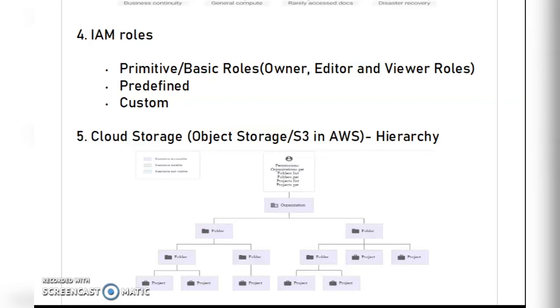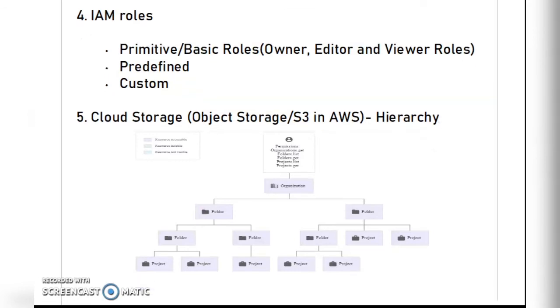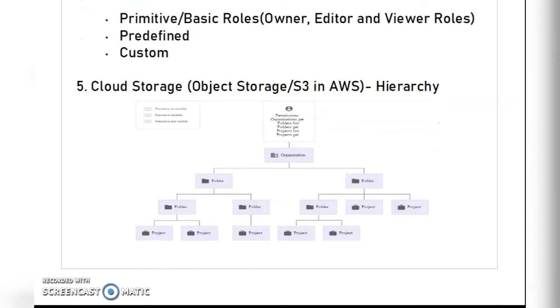Moving to the next topic, here is Cloud Storage, which when compared to AWS is S3, or we call it object storage in Google Cloud. Like AWS, we have the hierarchy offered by Google here, which is organization, folder, and project level hierarchy.